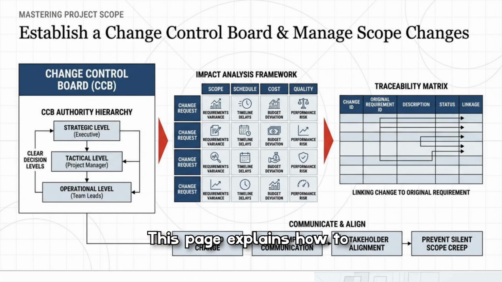This page explains how to establish a change control board and manage scope changes. The visuals show a CCB authority hierarchy, an impact analysis framework across scope, schedule, cost, and quality, and a traceability matrix linking changes back to original requirements. Approved changes feed prompt communication and stakeholder alignment to prevent silent scope creep and protect project integrity.